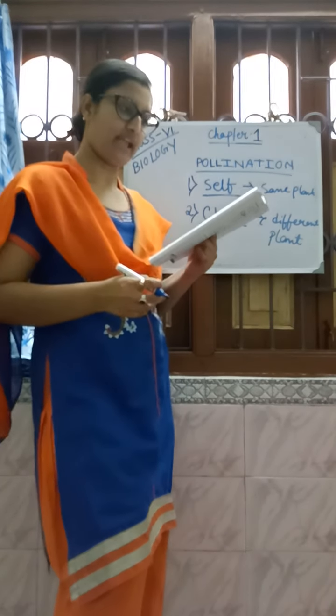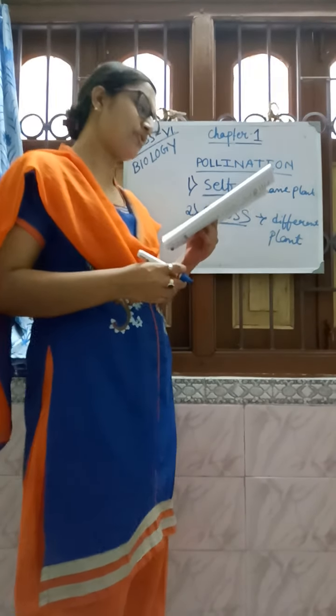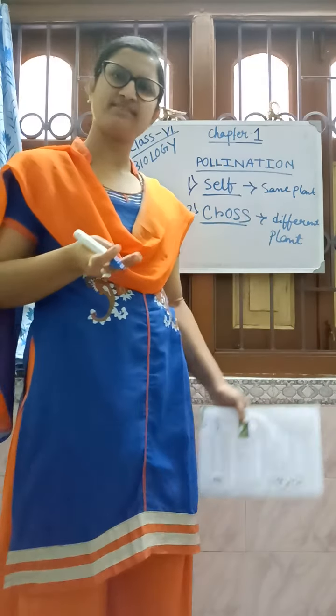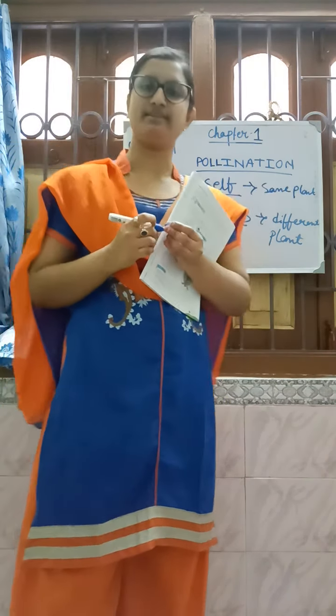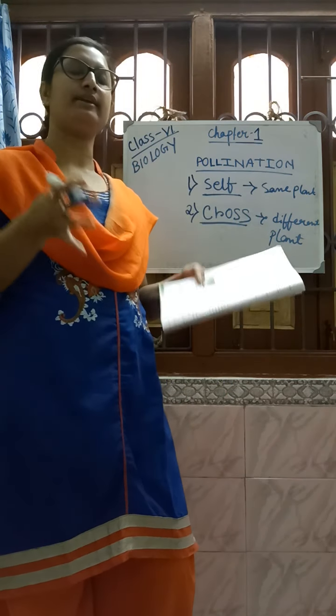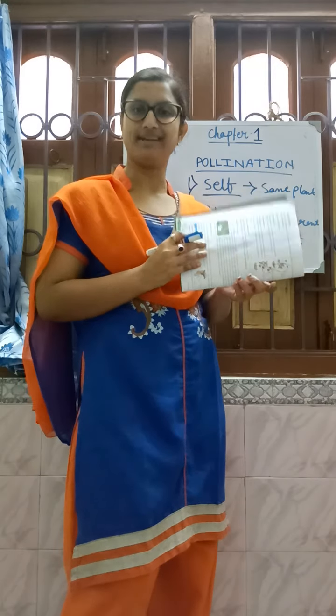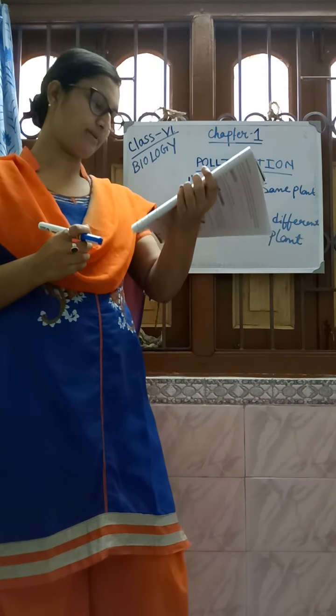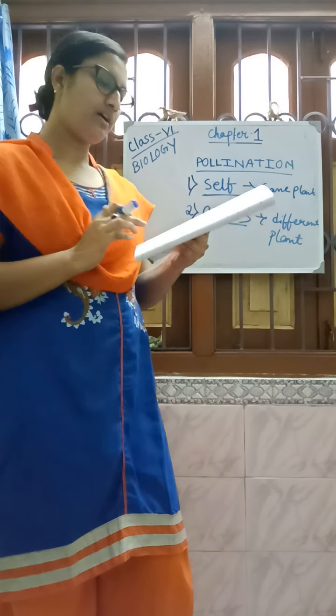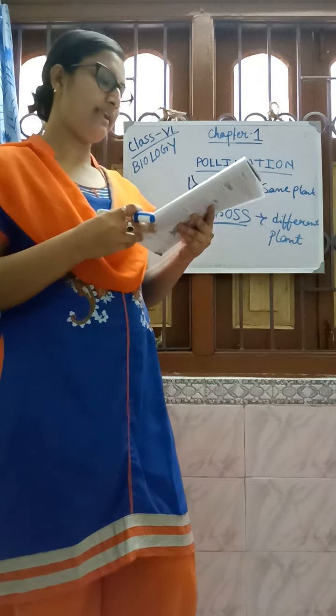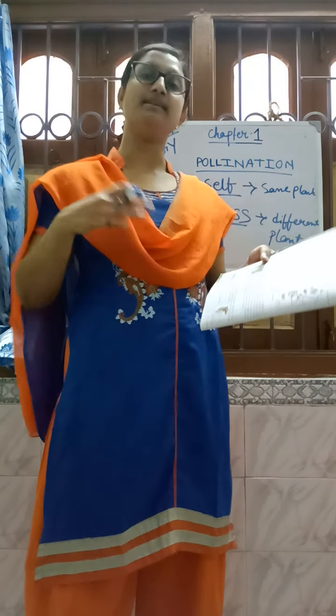Now the agents of pollination. Agents are needed for the transfer of pollen grains from the anther to the stigma. Agents include insects, birds, water and wind. In your book, only three are given: pollination by insects, pollination by wind, and pollination by water. In the next video I will discuss all these three agents in detail and describe how the transfer happens.